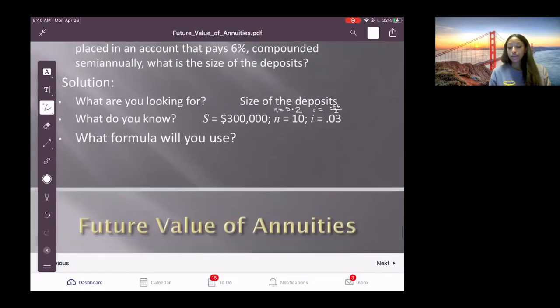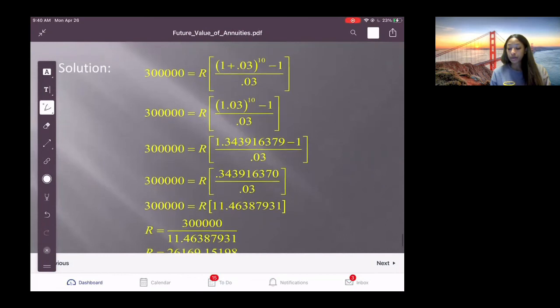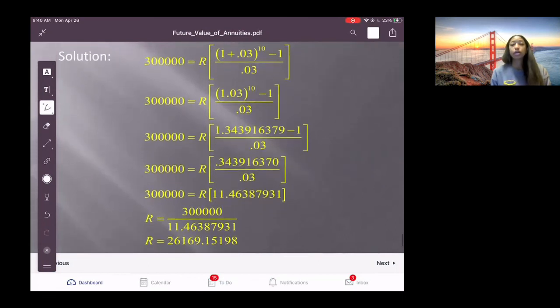All right, and then throwing all of this into our future value of an annuity formula, we'll have S is equal to R times (1 plus I to the N minus 1) over I. That's 300,000 equals R times (1 plus 0.03 to the 10th power minus 1) over 0.03. Now, here we're solving for R, so we're going to need to simplify this entire bracket expression until we get one decimal. And our final step will be to divide both sides by that decimal. So 1 plus 0.03 to the 10th power minus 1.